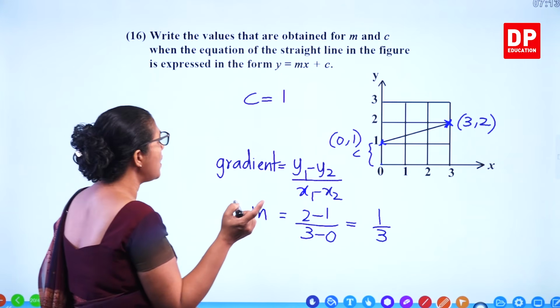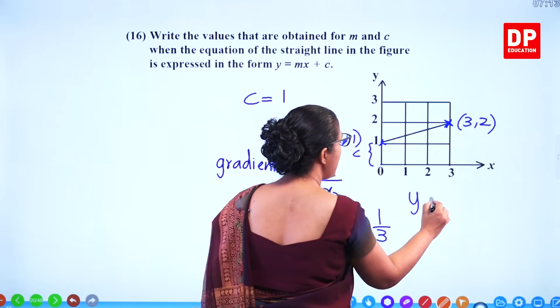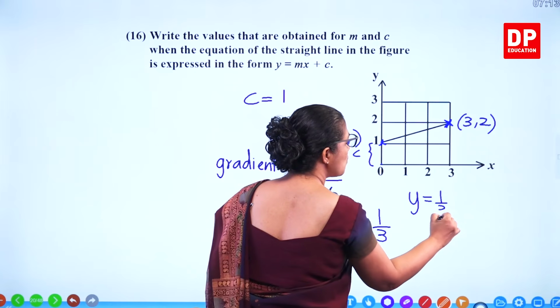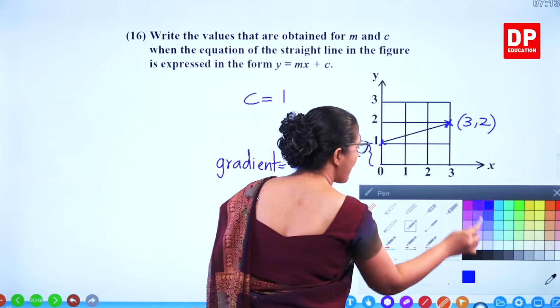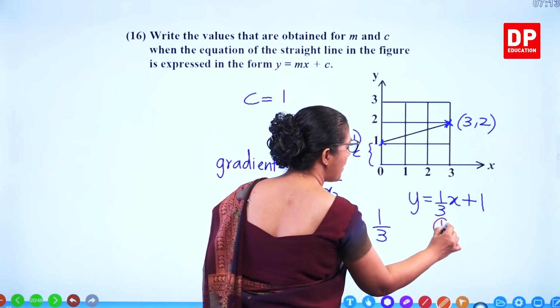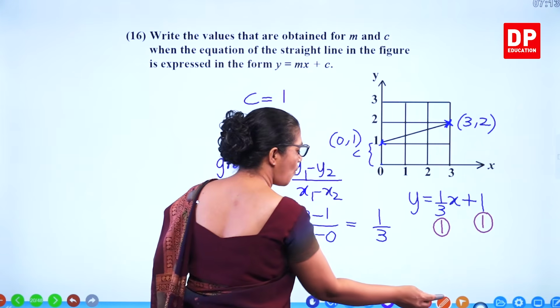So what is the equation of the line? y equals m, m means 1 over 3, x plus 1. So identifying m, 1 mark. Identifying c, 1 mark.